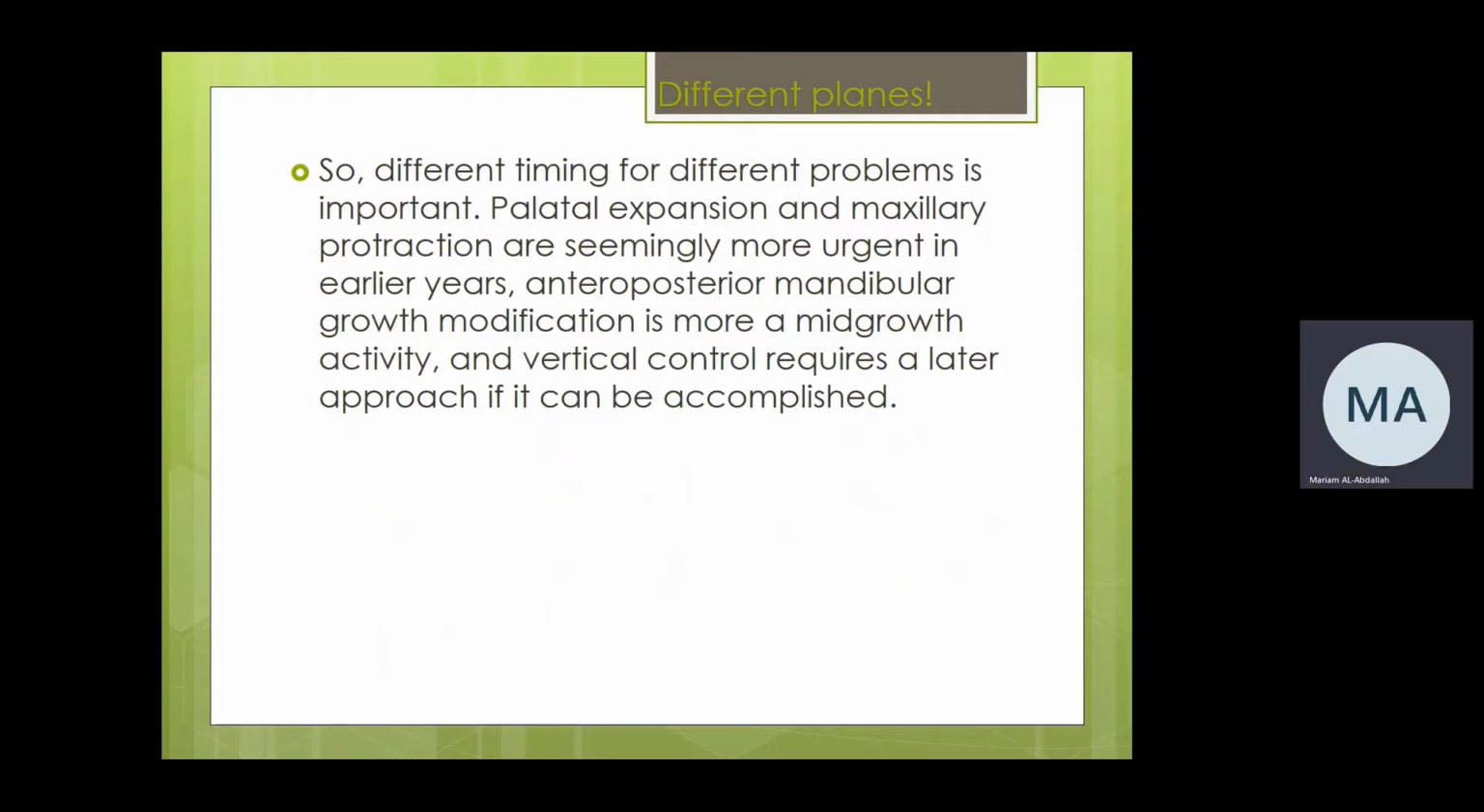So to sum up, different timing for different problems is important. Palatal expansion and maxillary protraction, which means to enhance the forward growth of the maxilla, are seemingly more urgent in earlier years. Okay, so between 8 to 10 years of age. Anterior posterior mandibular growth modification is more of a mid-growth activity, usually during the adolescent growth spurt. Let's say between 10 and 12 for females, maybe 12 to 14 for males. The vertical control requires a later approach if it can be accomplished at all.